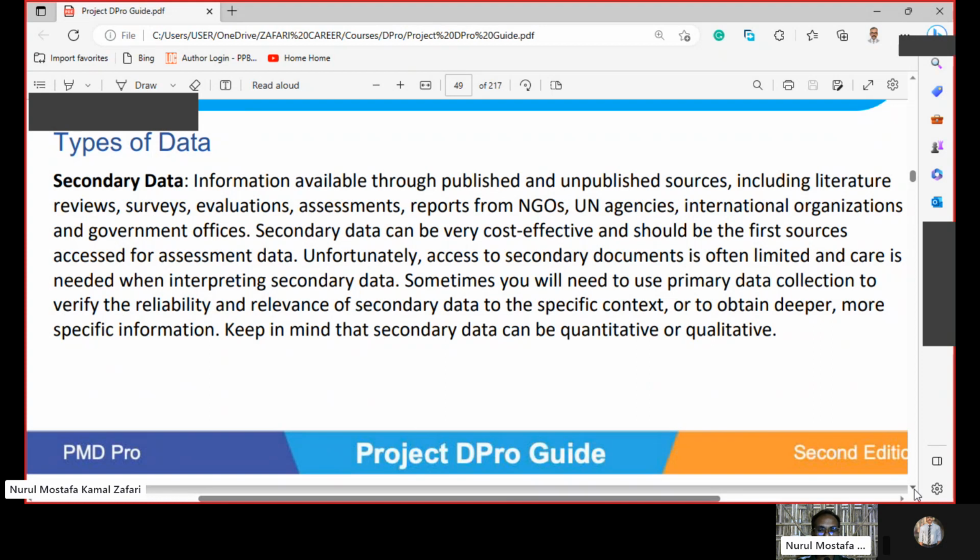Unfortunately, access to secondary documents is often limited, and care is needed when interpreting secondary data. Sometimes you will need to use primary data collection to verify the reliability and relevance of secondary data to the specific context, or to obtain deeper, more specific information. Keep in mind that secondary data can be quantitative or qualitative.